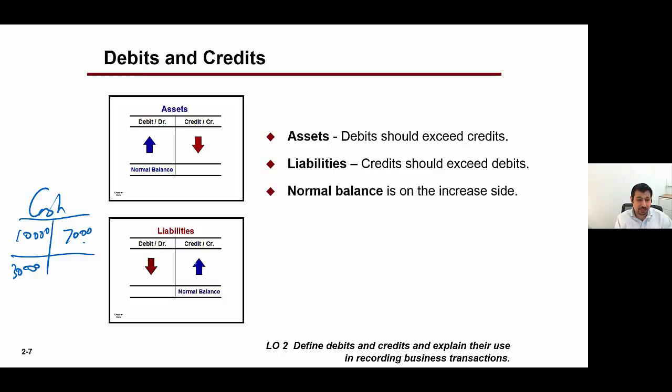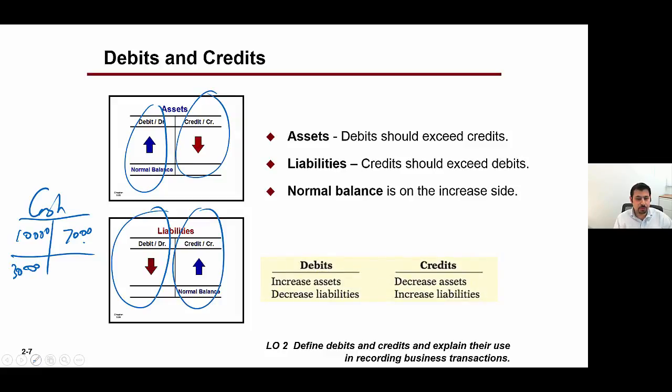As you remember, credits and debits do not mean increase or decrease. They simply mean left and right. The way they affect each account is different, and that depends on whether the account is a credit account or a debit account. Assets are debit accounts, liabilities are credit accounts. The easiest way to think about this is in terms of the accounting equation, and we'll see that soon.